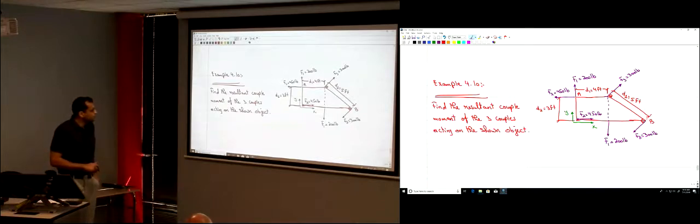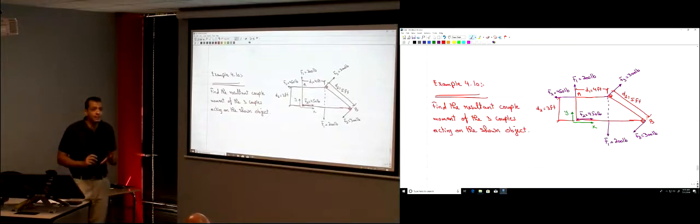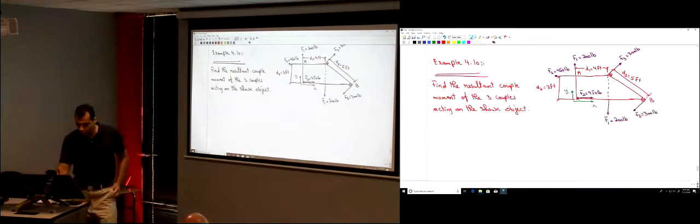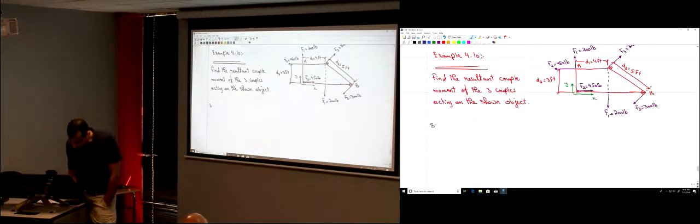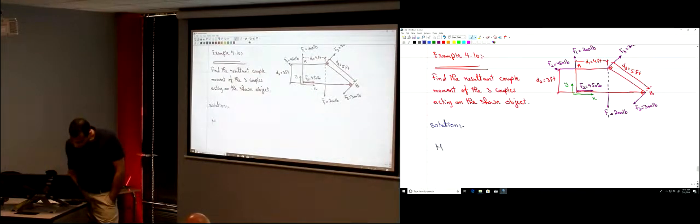Okay? So now I can easily find the magnitude of each of those couples. But the direction, is it positive or negative? So let's first find the magnitude of each one of those, okay? And then let's see the direction, okay? So for the solution here, I'm not going to give signs because signs determine the direction.